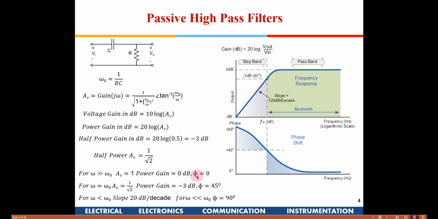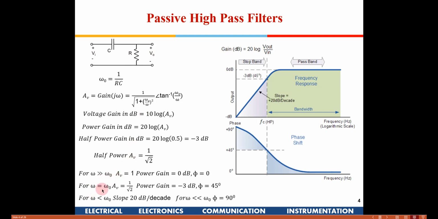These three conditions, if you understand, the rest of the things will become pretty easy for you to understand. Gagan, is it okay? Yes, sir. Okay. Now I take one more condition where omega is equal to omega 0. At high frequencies, the gain is 1. Whatever signal we apply here is available out here.